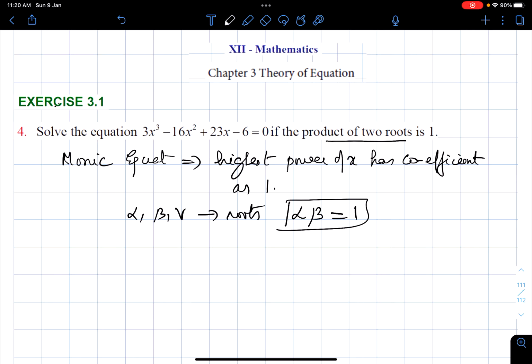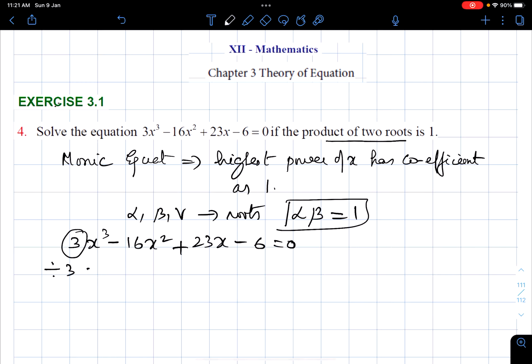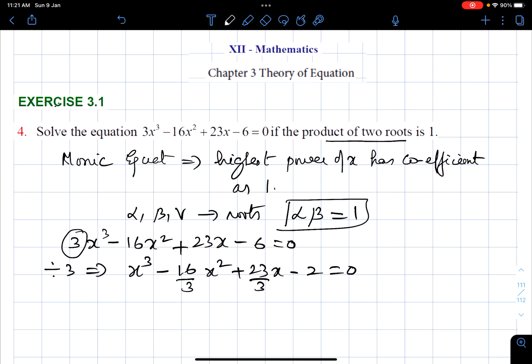And then the given equation is 3x cubed minus 16x square plus 23x minus 6 equal to 0. You are going to make it into a monic equation. What is the monic equation? The highest power of x has coefficient 1. So for this x cubed, there should not be any number before it. So we are going to divide by 3. When you divide by 3, your coefficient will become 1. The others will become minus 16 by 3 x square plus 23 by 3 x minus 6 by 3, which gives you 2. Therefore, that is minus 2 equal to 0.